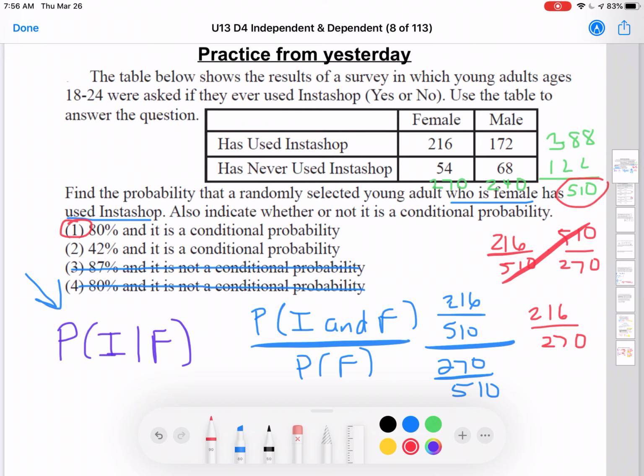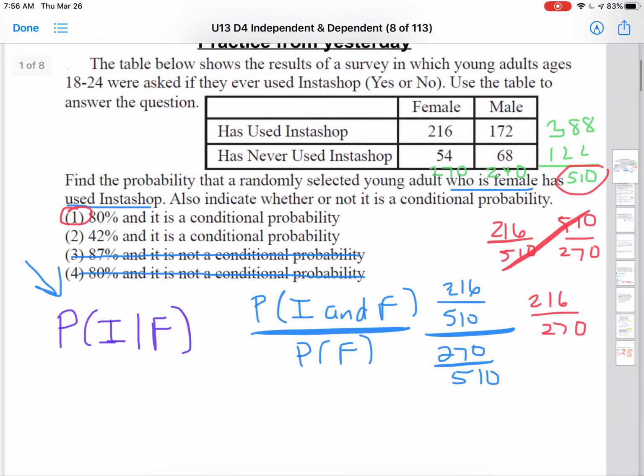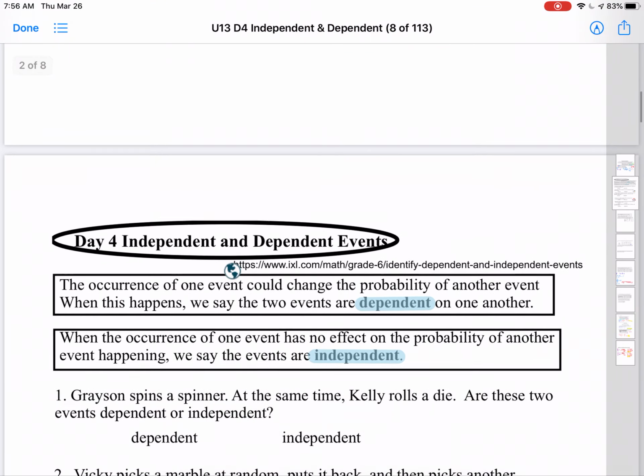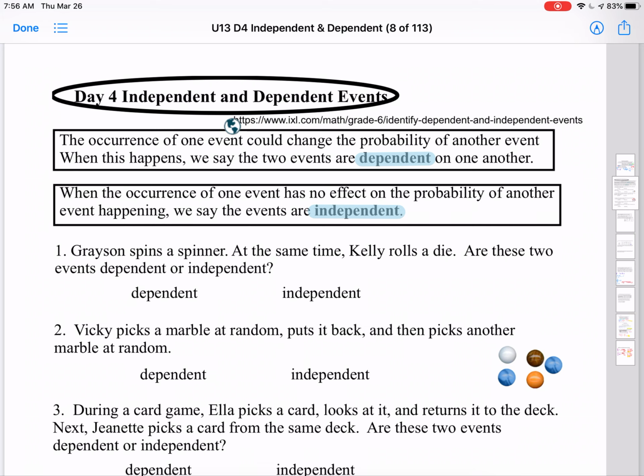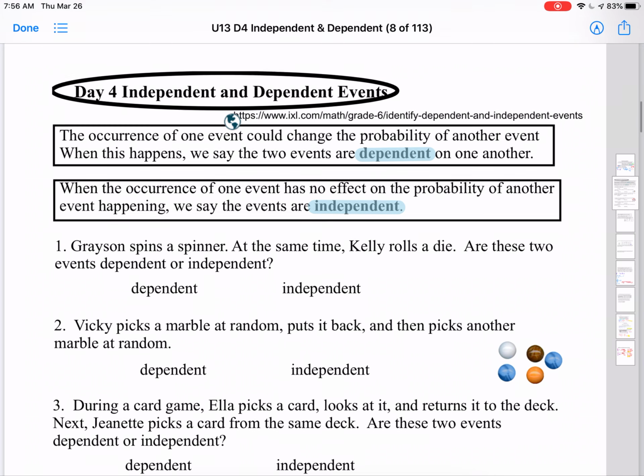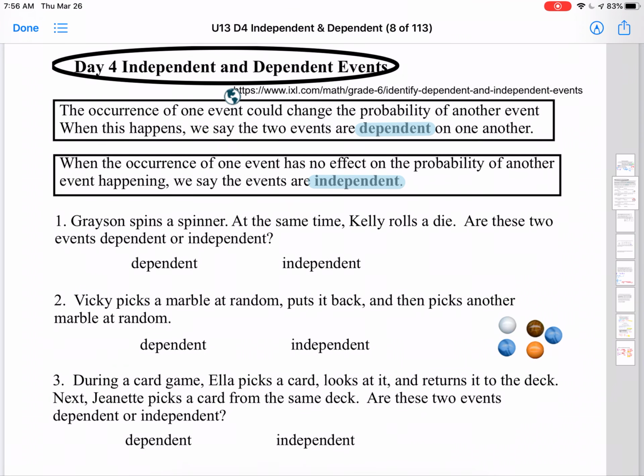All right, so that was a little review from yesterday. Okay, today. Oh, again, I wish I was there with you because I had a little link here, and we were going to play a little game, and I was going to have you come up to the board, but we can't do that now. Okay, so let's see.